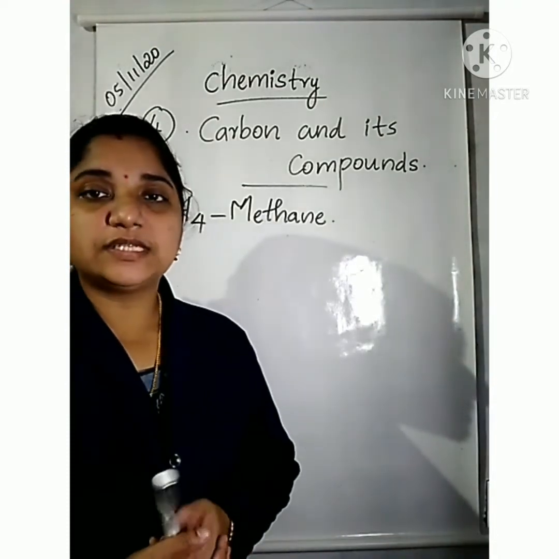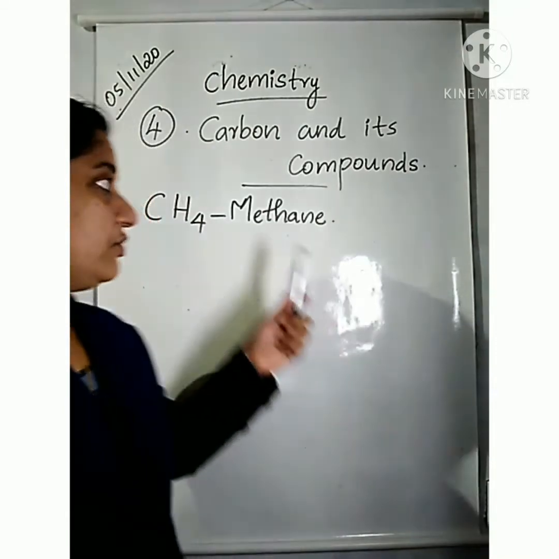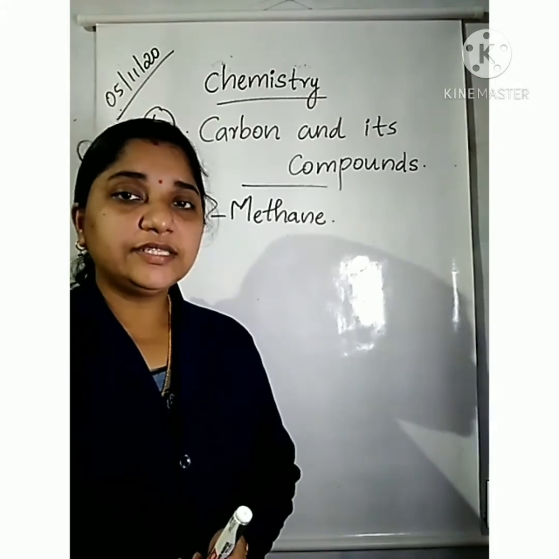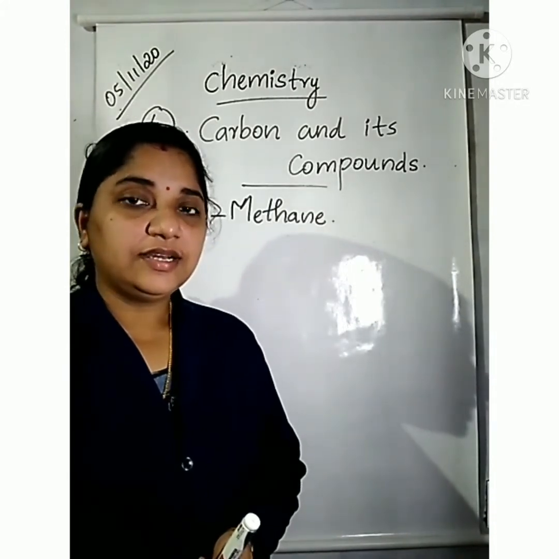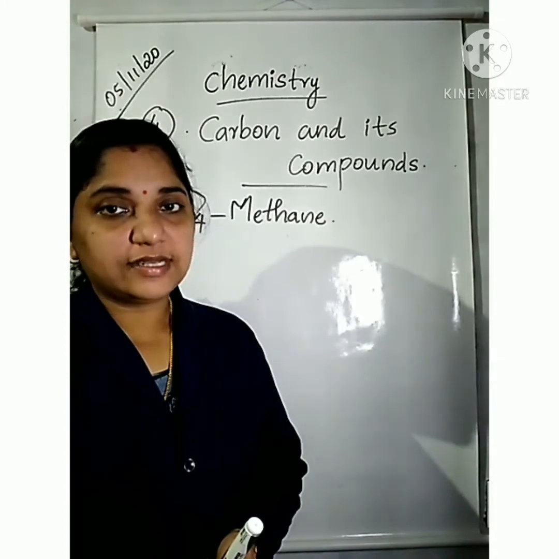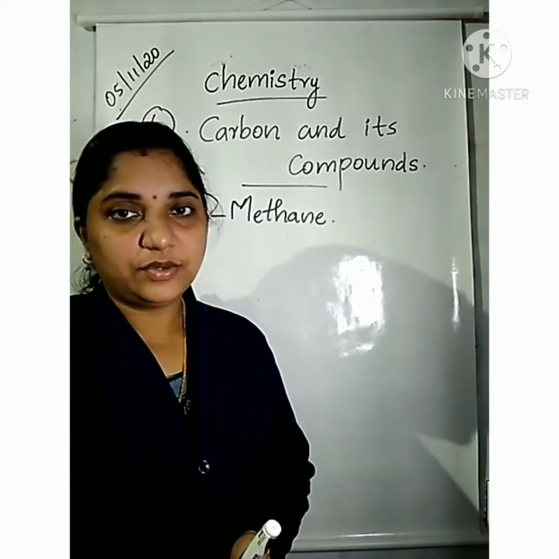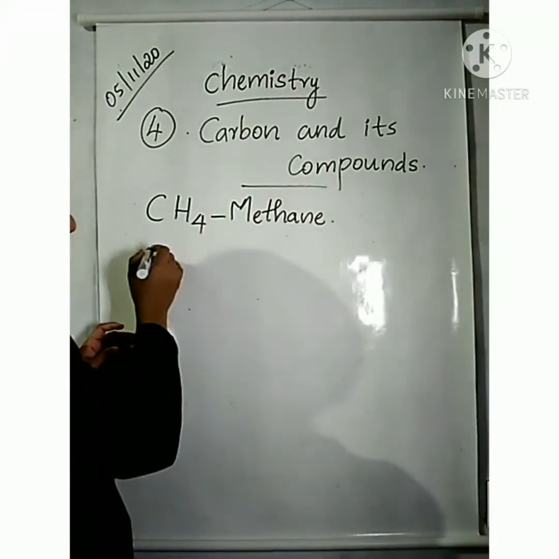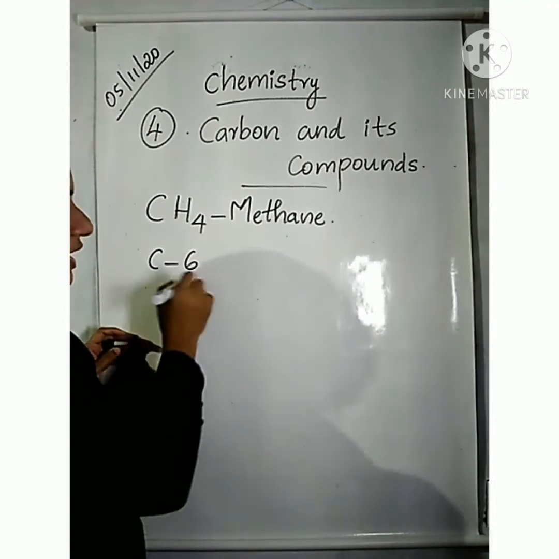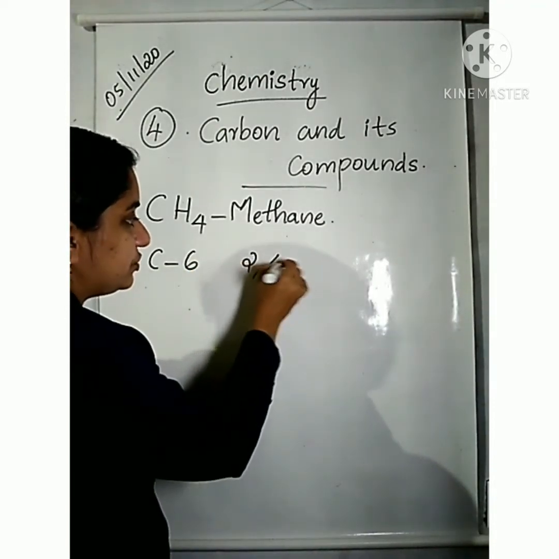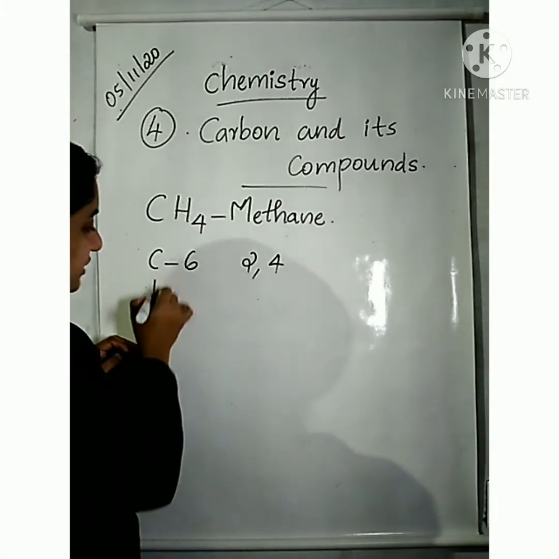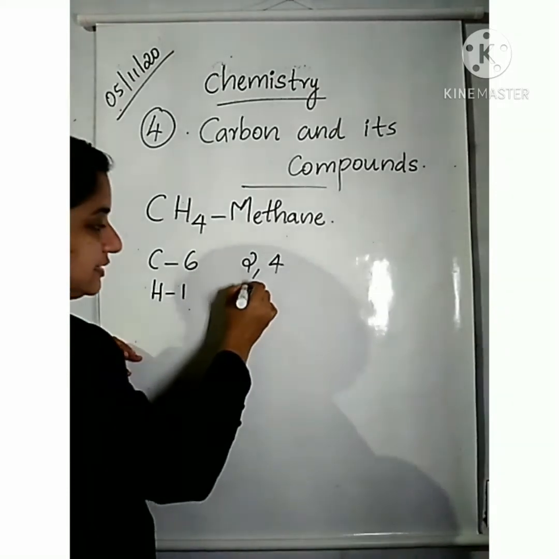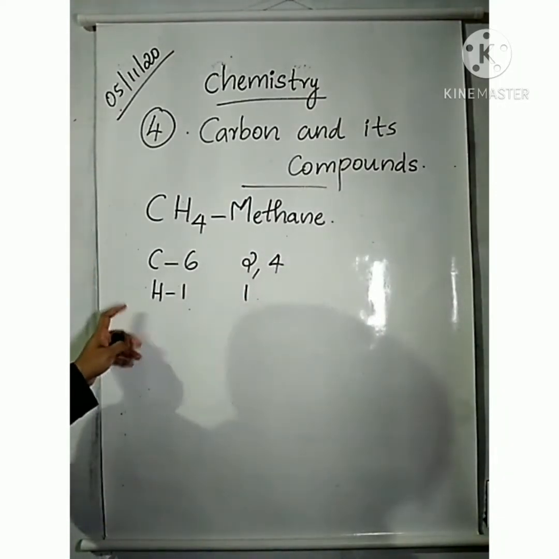Methane is the simplest carbon compound. Its formula is CH4. It is used as a fuel. It is the main component in biogas. Okay. Look here. Carbon: its atomic number is 6 and its electronic configuration is 2, 4. Then the hydrogen atom: its atomic number is 1 and its electronic configuration is 1.